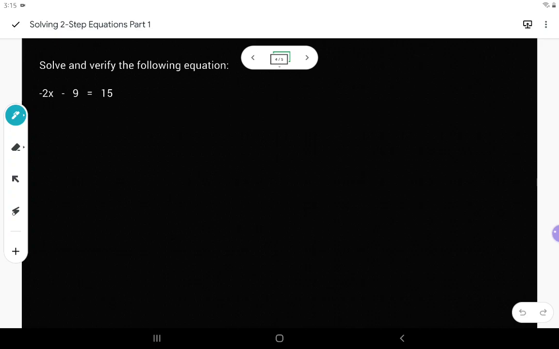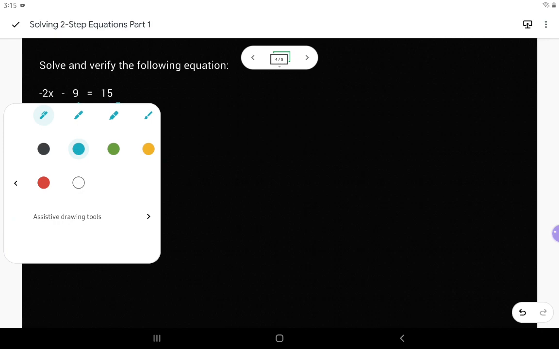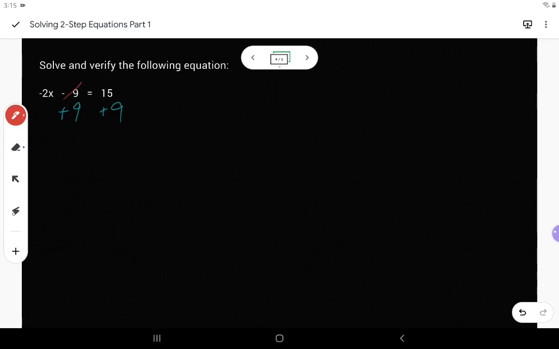With this one, first thing I'm going to do is get rid of that negative 9 by adding 9 onto both sides. And really what I'm doing is I'm getting rid of the constant. I'm getting rid of the number that is not attached to the variable first. So I'm getting rid of the constant on both sides. So I add 9 to both sides, and that gives me negative 2x is equal to 24.